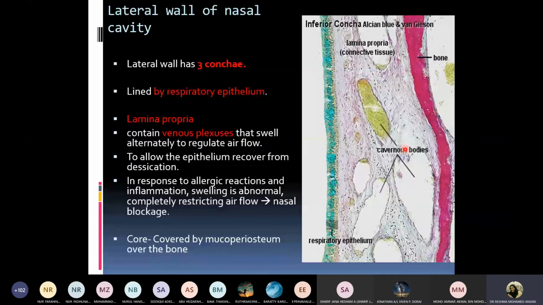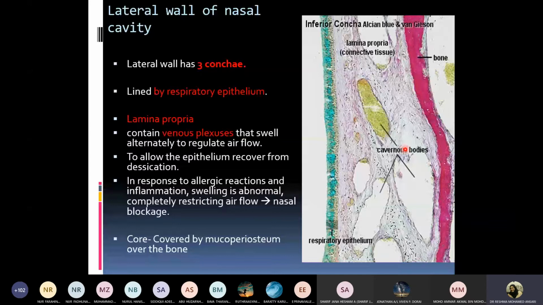Afrin nasal drops are very famous in this country. This is called oxymetazoline or xylometazoline. The moment you put these nasal drops, they reduce the secretions or the filling of the cavernous body, so your nasal blockade gets relieved. In allergic reactions and in flu, a lot of blood pours into these cavernous bodies and swells up the concha so much that the nose automatically goes into blockade, and that's why you give nasal decongestants to relieve it.